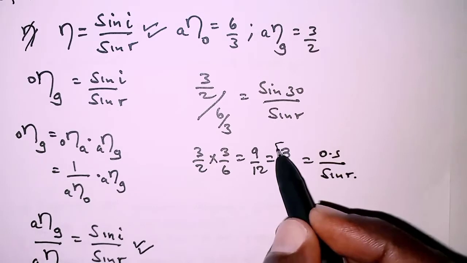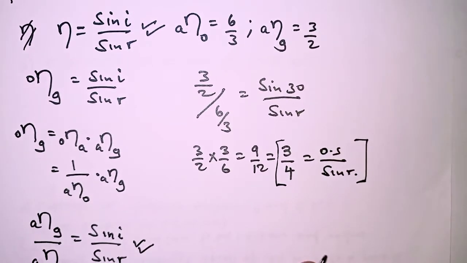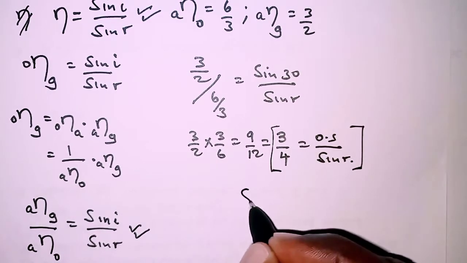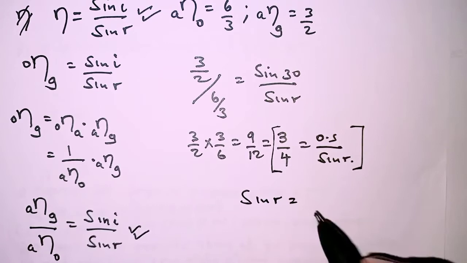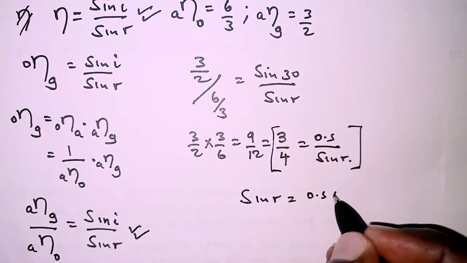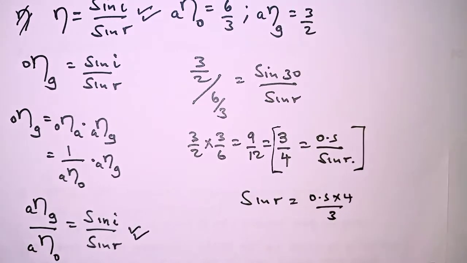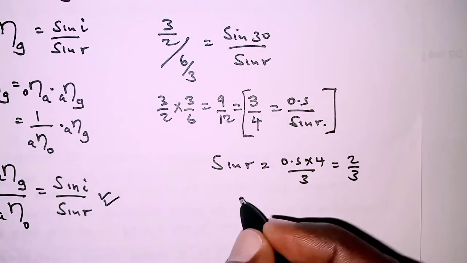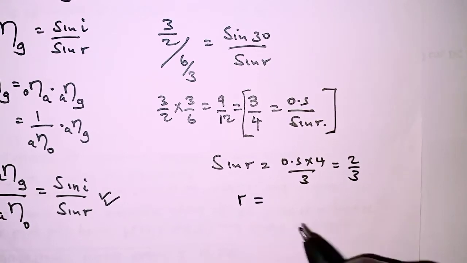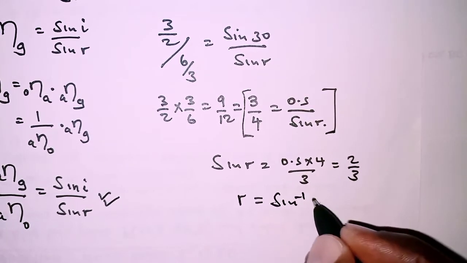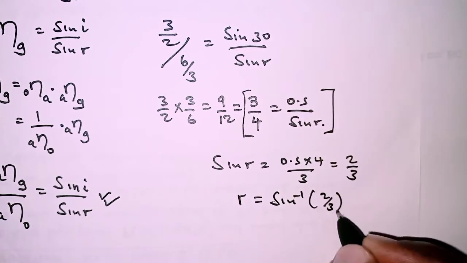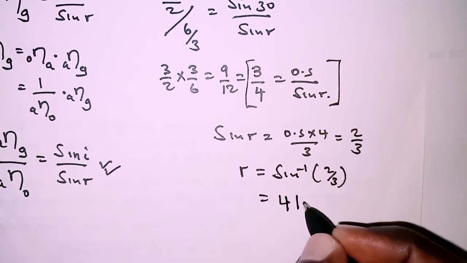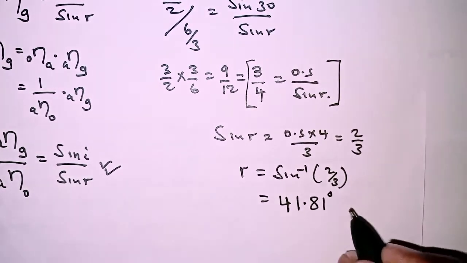So taking this part and using it to get the value of R, then we'll say sine of R is equal to 0.5 times 4/3. So that is 2/3. So that means for us to get the angle of refraction R, we simply get the sine inverse of 2/3, and that is 41.81 degrees.